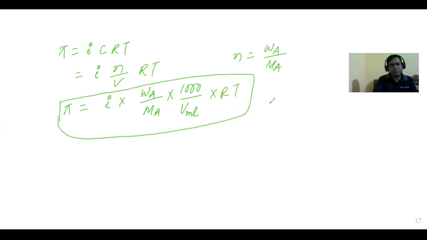To solve problems, this equation is required. Pi equal to i into WA by MA into 1000 by V in ml into RT. Okay, because 1 liter equal to 1000 ml. That's why instead of V, we put 1000 by V in ml.